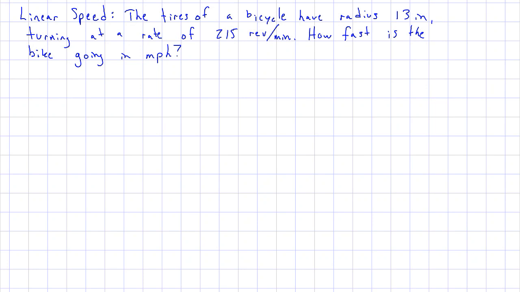So when we're given 215 revolutions per minute, this is a component of angular speed. Angular speed is measured in radians per minute. We can convert revolutions per minute into radians per minute. And since I have this angular speed, I can convert that into linear velocity by using the following equation. I need to know that the linear speed is equal to the radius times omega, omega being the angular velocity, the angular speed.